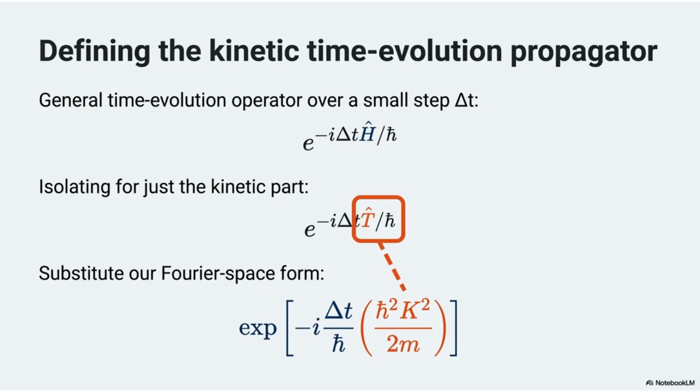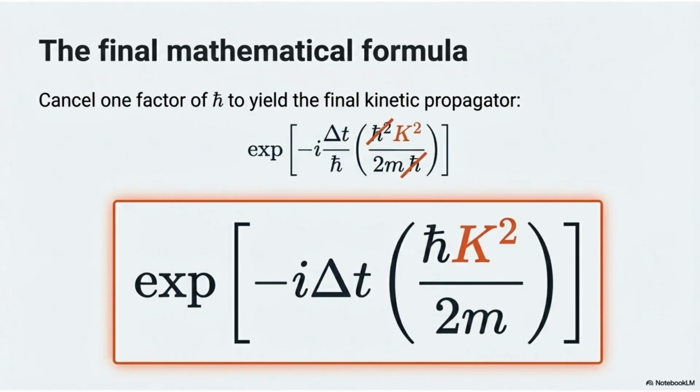We define the kinetic time evolution propagator by isolating the kinetic part of the general time evolution operator. Substituting the Fourier space form of the kinetic operator gives this exponential expression. Canceling one factor of h bar simplifies the formula, resulting in the final mathematical formula for the kinetic propagator.